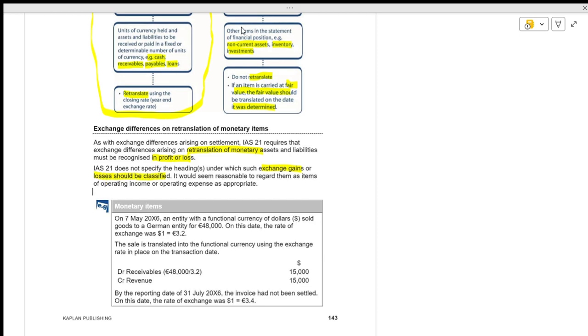In the previous case, how much was there? In the previous case, it was 3.2. It is 3.17, and if you take it into consideration, it is 3.4. On May 7, the functional currency is how much? It is at the rate of 48.3.2. Now, when you are receiving it, what do you have to see? It is a historical cost.